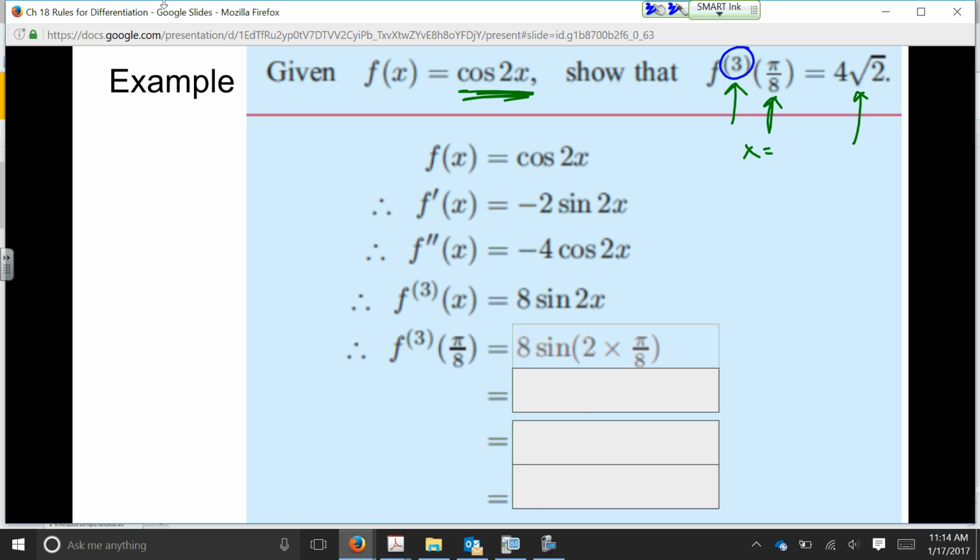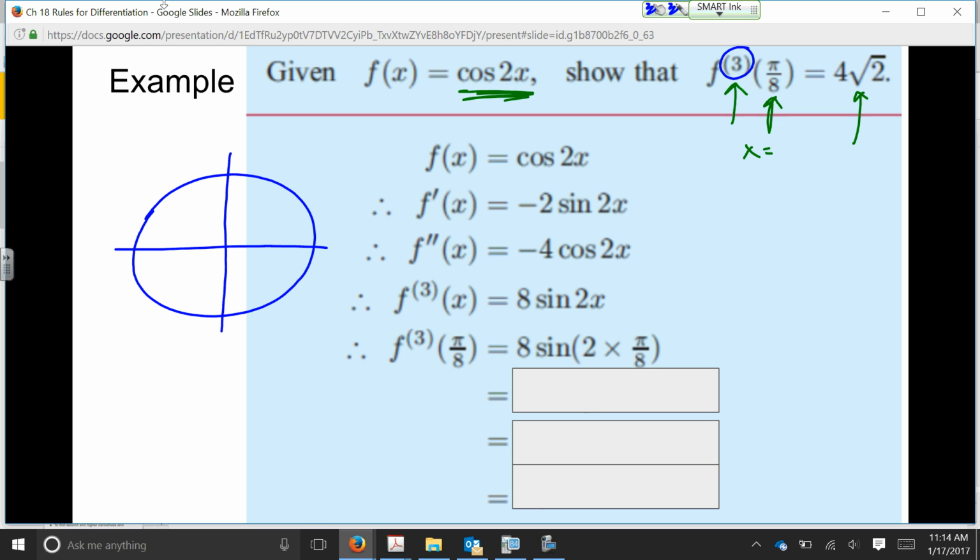Okay, so we're really looking at 8 times the sine of 2 times pi over 8. Obviously, 2 times pi over 8 is pi over 4. So we want to think back to our unit circle, where pi over 4 is here in the first quadrant. Our reference angle is pi over 4. We should know that our ratios are root 2 over 2 and root 2 over 2, both positive because we're to the right and we're up.